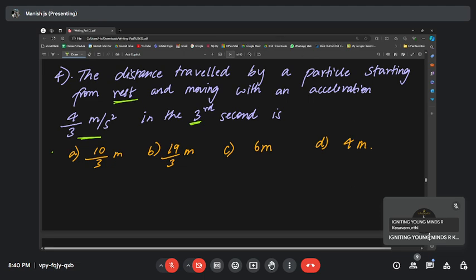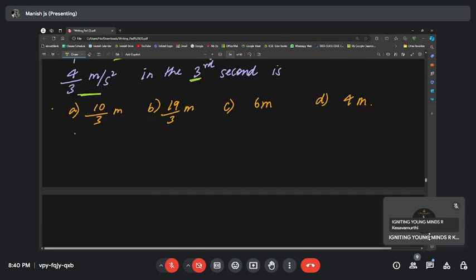Whenever you have questions like this, carefully write down the given data. Initial velocity is 0, u is 0 meters per second. You are trying to calculate the distance traveled in the third second. So you will first have to find the distance traveled by the object in the third second. S for the third second, I told you, is Sn. I gave you a formula, so use that particular relationship first.